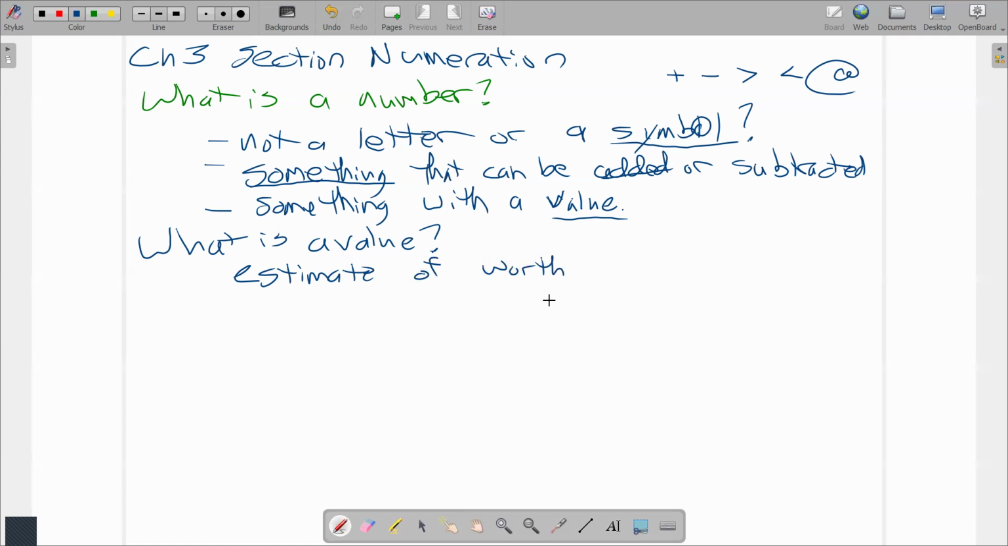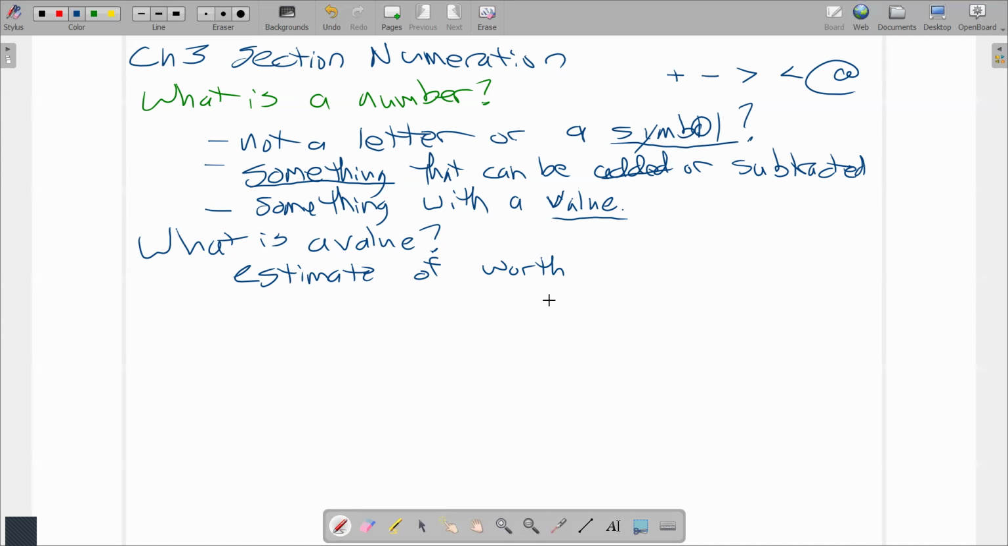Now, those don't quite fit with math. The closest one we had there was estimate of worth. So then I wonder, well, what's worth? You can go down a rabbit trail, aren't you? I'm going to go down a rabbit hole here. Yes, thank you for pointing that out. So that's the point of this.